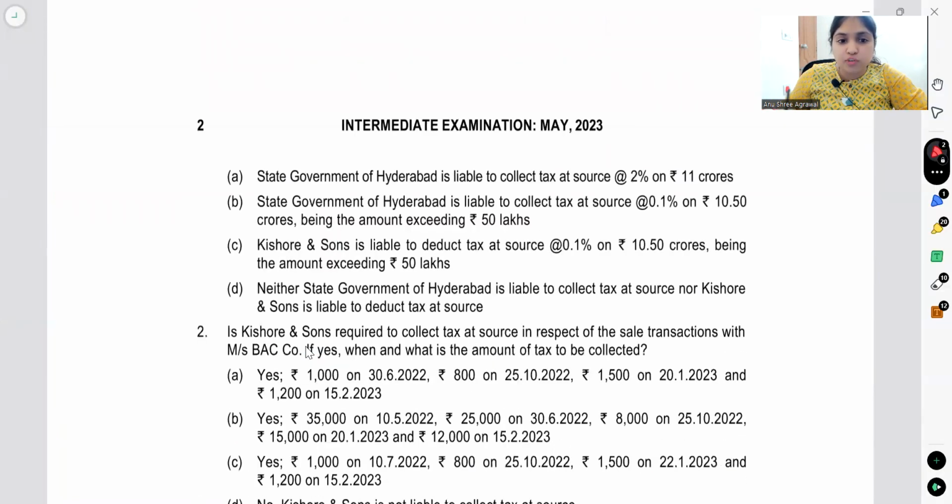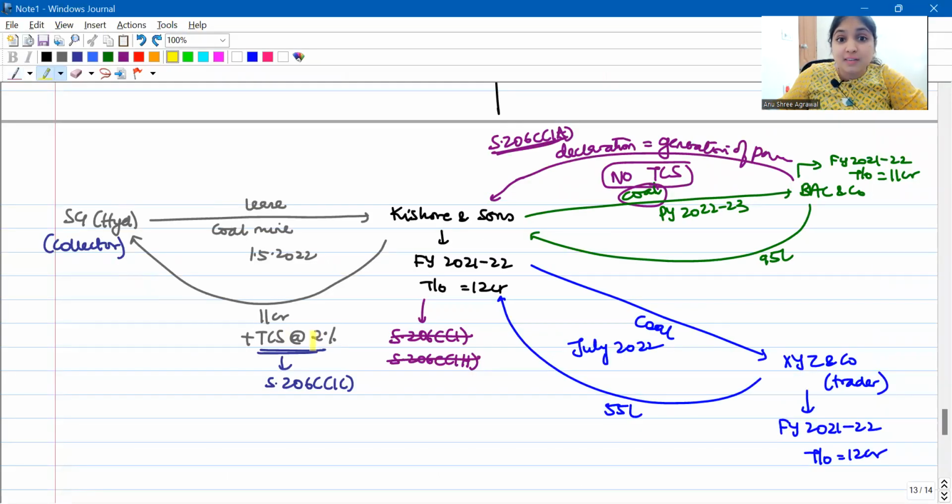So let us see the options. State government of Hyderabad is liable to collect tax at source at 2% on 11 crores. Perfect, guys. Option A, 206C1C will apply. A lease or license of parking lot, toll plaza, mine or quarry, 2% TCS will be collected.